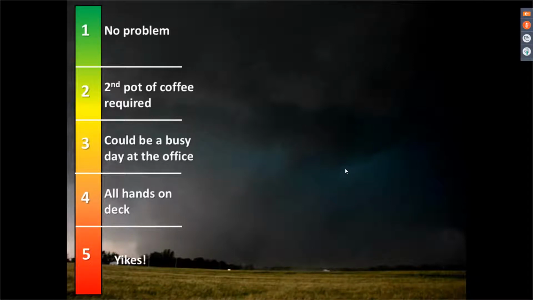So now, knowing what we know about the wind shear in the atmosphere, and we've also got that area of instability that's moving towards us from the southwest, and it looks like it's all going to come together across Middle Tennessee later this evening. Knowing all that, what would you all rank the threat level across Middle Tennessee on a scale of 1 being no problem up to 5 being yikes?